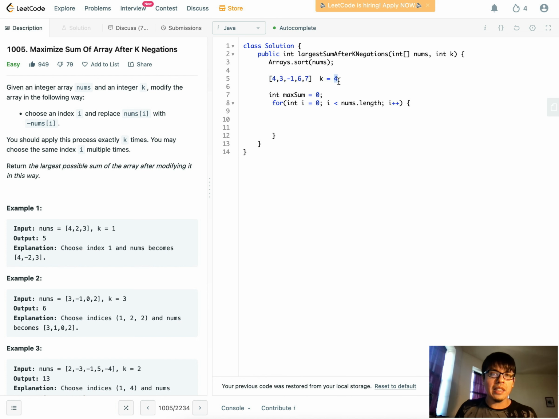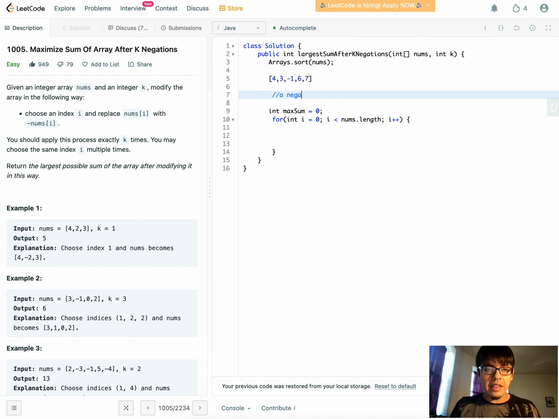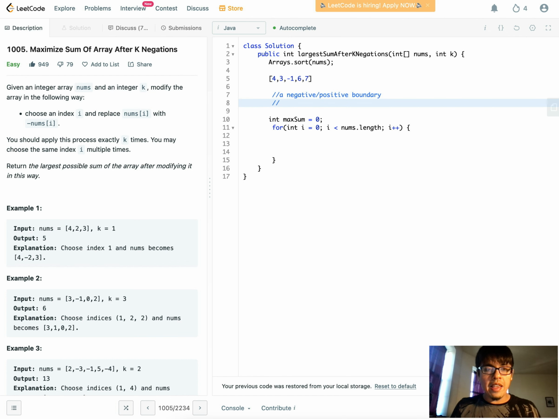Even worse, what if we had like 10 or 30, right? At these boundaries, we have to look at the types of boundaries we have. We have a negative/positive boundary. We have an array length boundary.